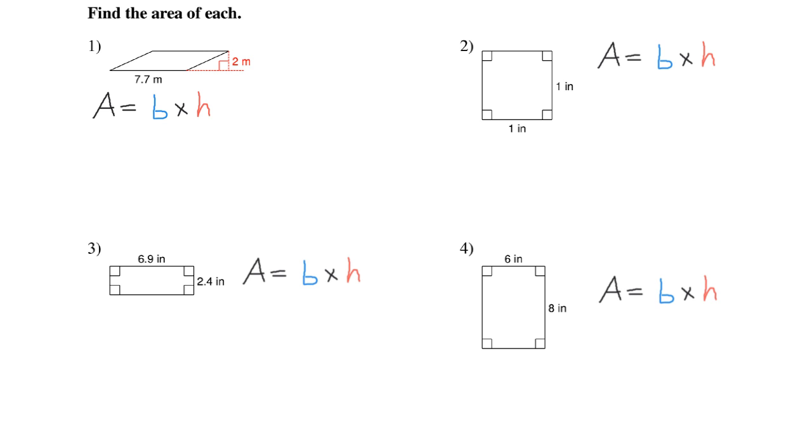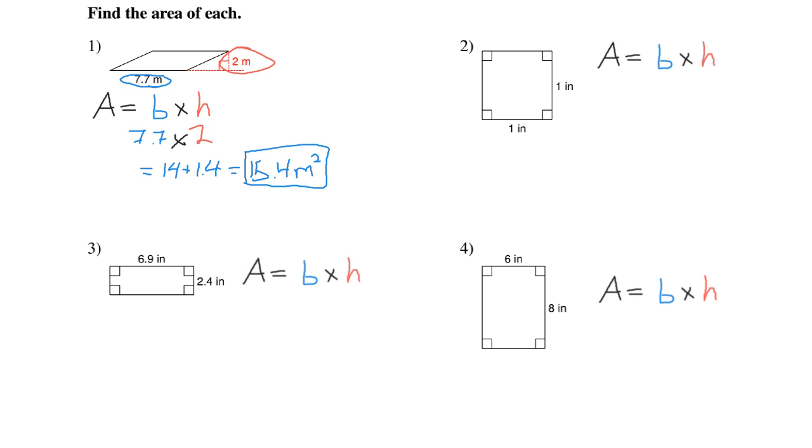In this first problem, we have a parallelogram. You notice it's kind of like a tilted over rectangle, where the base is 7.7 meters and the height is 2 meters. So we're going to be doing 7.7 times the height, which was 2. If we multiply that out, 7 times 2 is 14, 0.7 times 2 is 1.4, so 14 plus 1.4 gives us 15.4, and that's going to be meters squared since we multiplied meters by meters. So our answer here is 15.4 meters squared.